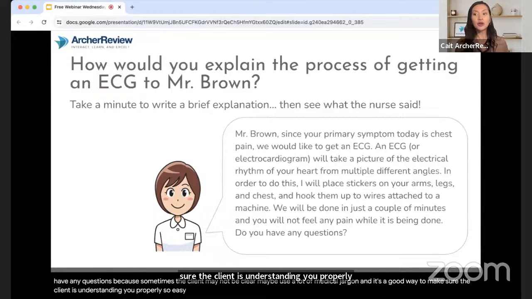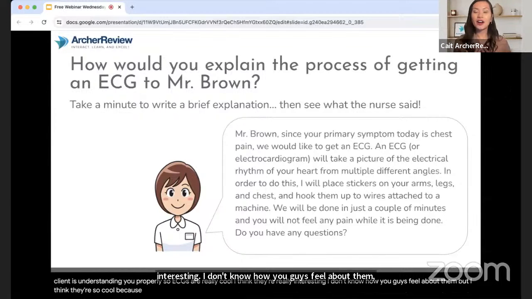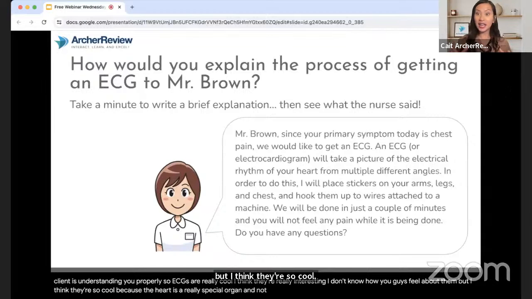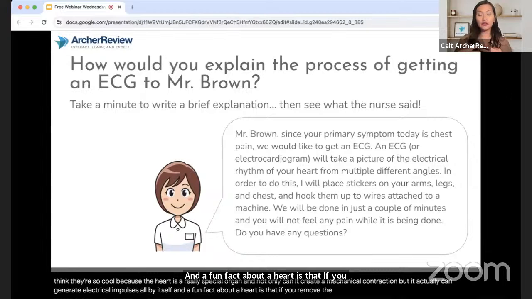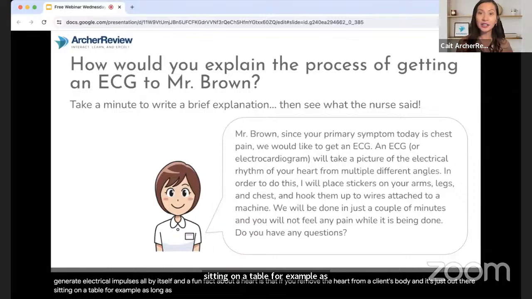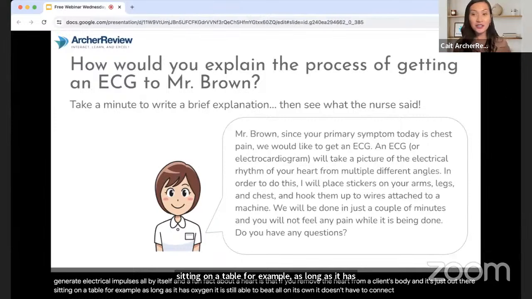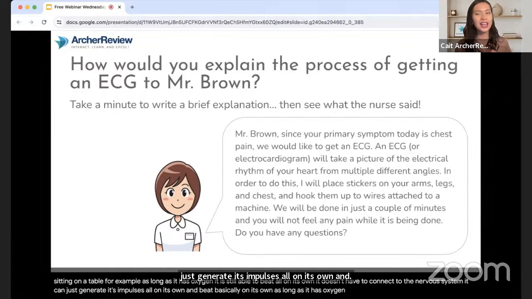So ECGs are really cool. I think they're really interesting. I don't know how you guys feel about them, but I think they're so cool, because the heart is a really special organ, and not only can it create a mechanical contraction, but it actually can generate electrical impulses all by itself. And a fun fact about a heart is that if you remove the heart from a client's body and it's just out there sitting on a table, for example, as long as it has oxygen, it is still able to beat all on its own. It doesn't have to connect to the nervous system. It can just generate its impulses all on its own and beat basically on its own as long as it has oxygen. It's very cool.